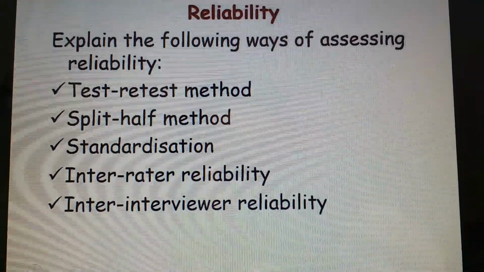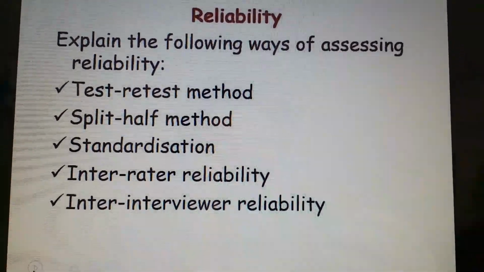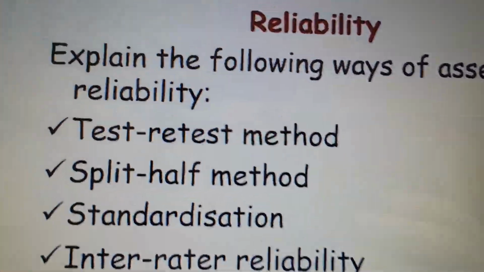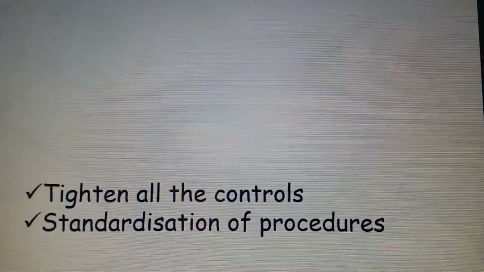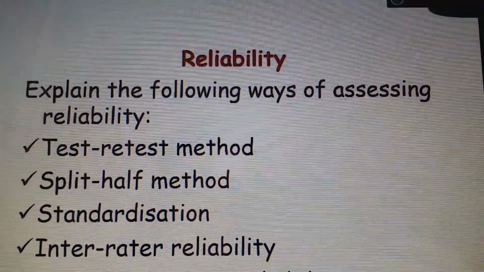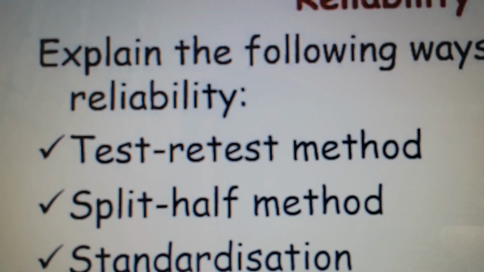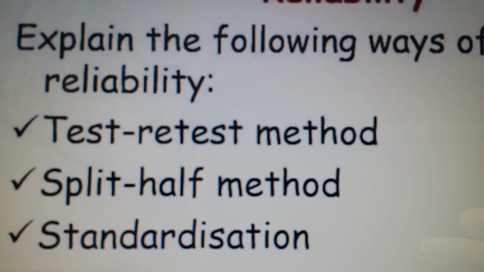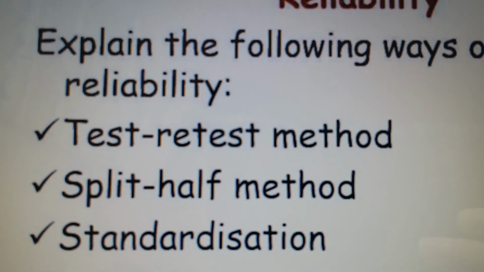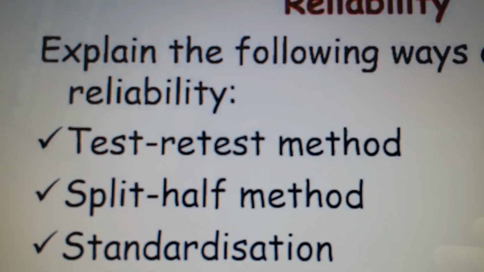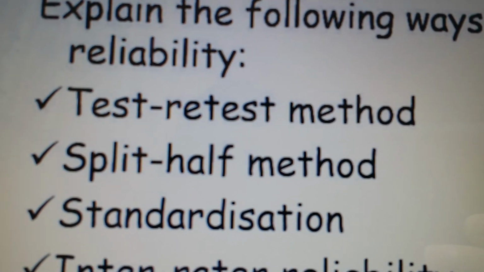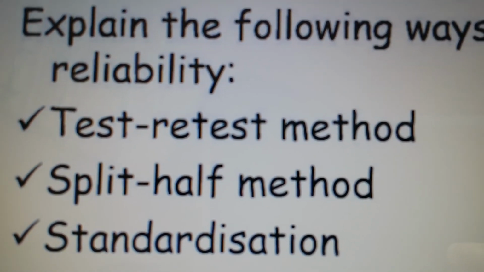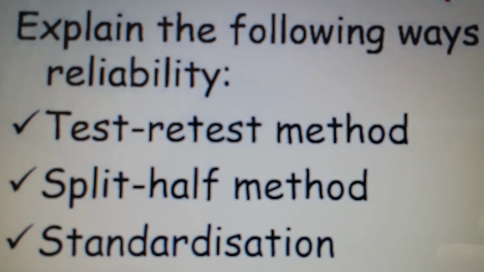So, explain the following ways of assessing reliability. The first is the Test-Retest method. This is where you do the test once and then a week later you do the test again. If you get the same results, this would be considered reliable. You cannot do this with an observation. You cannot do this with categories.